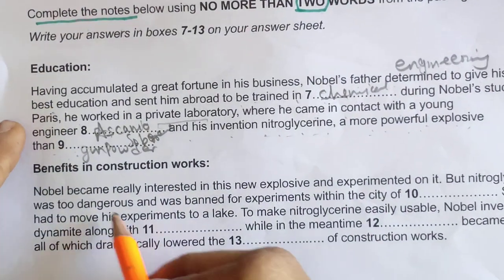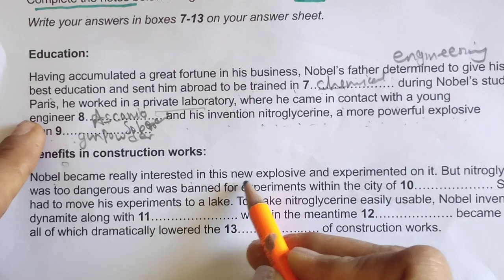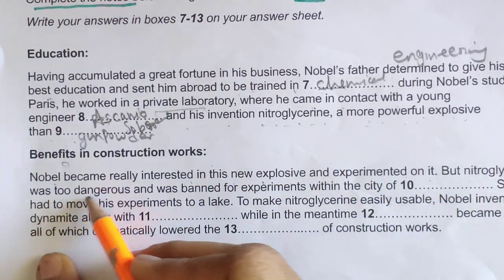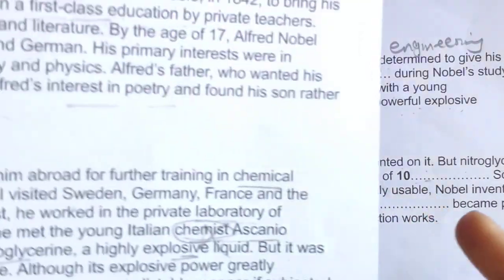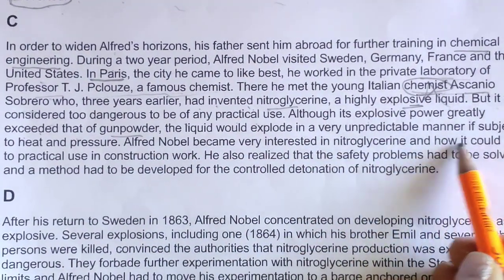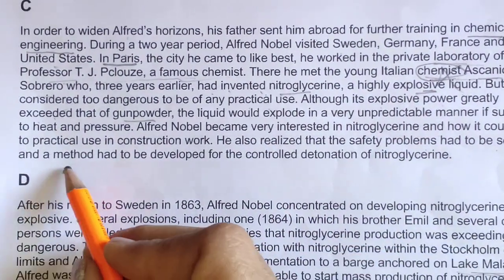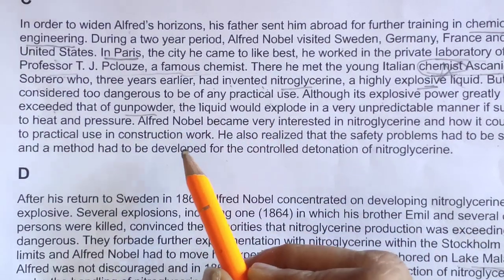Okay, now next, benefits in construction works. Nobel became really interested in this new explosive and experimented with it, but nitroglycerin was too dangerous and was banned for experiments within the city of dash. He was interested in how it could be practical in construction work. He realized the safety problem had to be solved. Where is the city kind of thing.